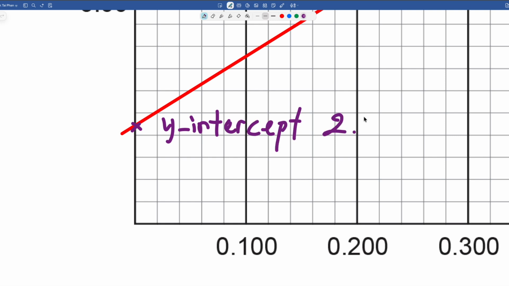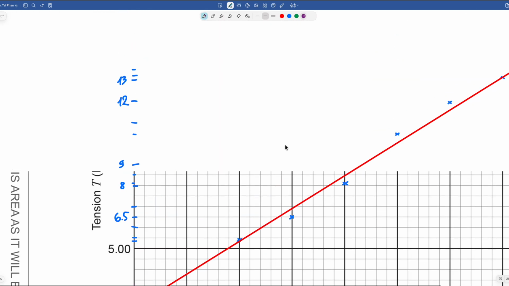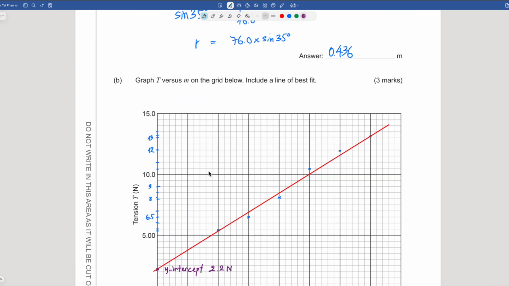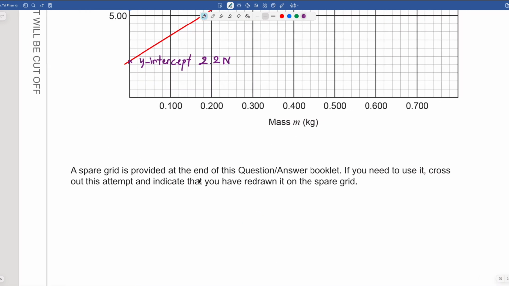The value is 2.2 Newton. Okay, we finished question B. Now we can keep doing the next one, question C.